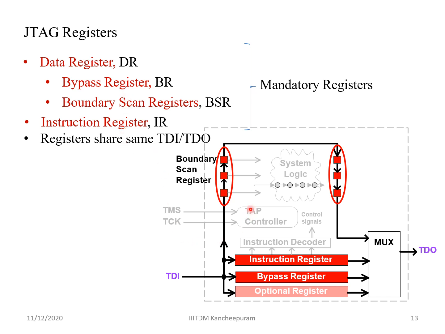You can see the architecture diagram. There are the instruction register and data registers. This is the bypass register and this is the boundary scan register. There can also be optional registers. The TDI and TDO are shared. Let me do one more slide.